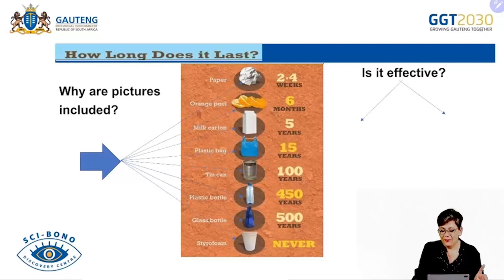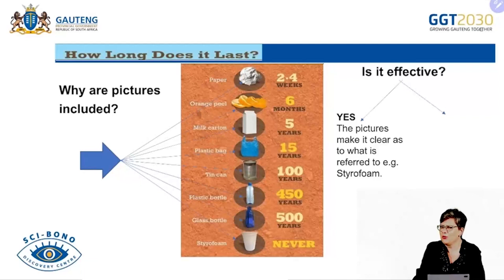Now, always remember, you have a choice here. You can either say yes, or you can say no. But remember, whichever one you choose, you have to go back to your text and make absolutely sure you give me evidence from the text. So do you want to try it? What do you think? Do you think it's effective to include pictures? Well, let's start with this.